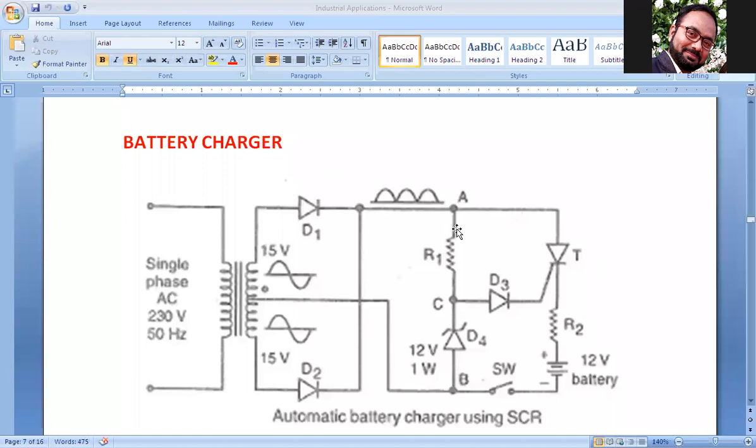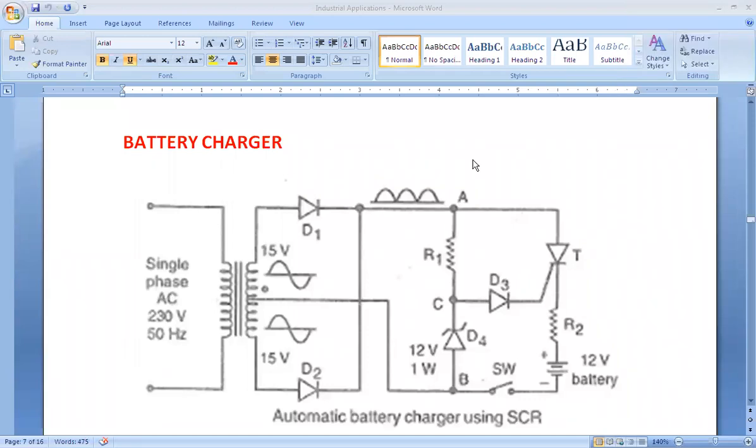So let us consider the basic circuit diagram of an automatic battery charger using SCR. So this is the circuit diagram. Here the input voltage is 230 volt. This is our domestic supply voltage that we generally use to charge a single battery or multiple batteries.